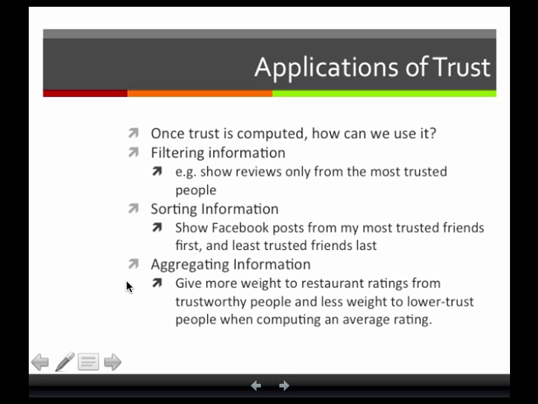Sorting is another application. So, for example, show Facebook posts from my most trusted friends first and least trusted friends last. Facebook tries to do this automatically, not so much with trust, but in terms of what they think you'll be interested in. But the idea is the same. There are times that we're looking at updates where we want to look at the most trusted things first, and sorting is a way that we can do that based on the trust we have in the author of the information. And finally, there's aggregating information.